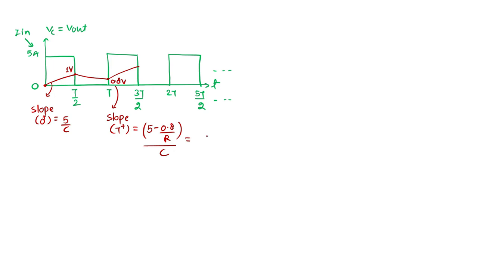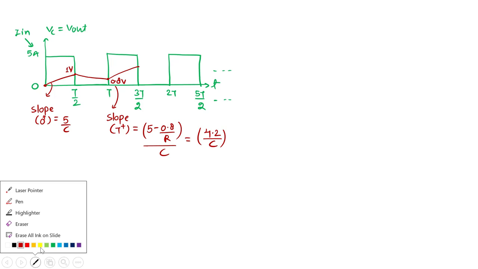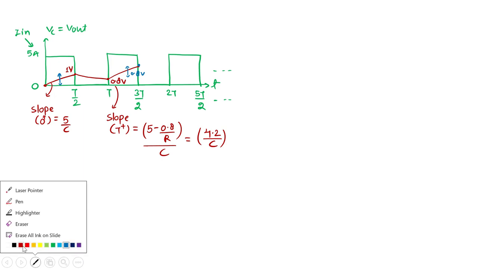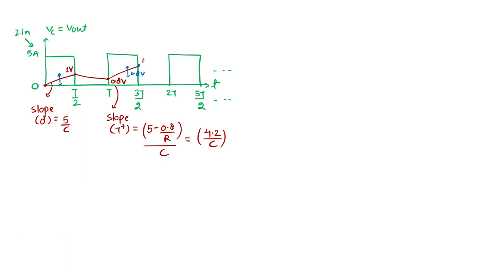Okay, so if I'm considering R to be 1 for simplicity, then it is 4.2 by C. So the interval of time is the same from 0 to T by 2 and T to 3T by 2, but my initial slope is different. Simply means the amount on the y-axis will be different in both the cases. Okay, you should follow this point. Here I am getting 1 volt, and here I should get a little less, let's say 0.8 volt. It simply means this node is reaching 0.8 plus 0.8, which means 1.6. Okay, I think you are following the discussion.